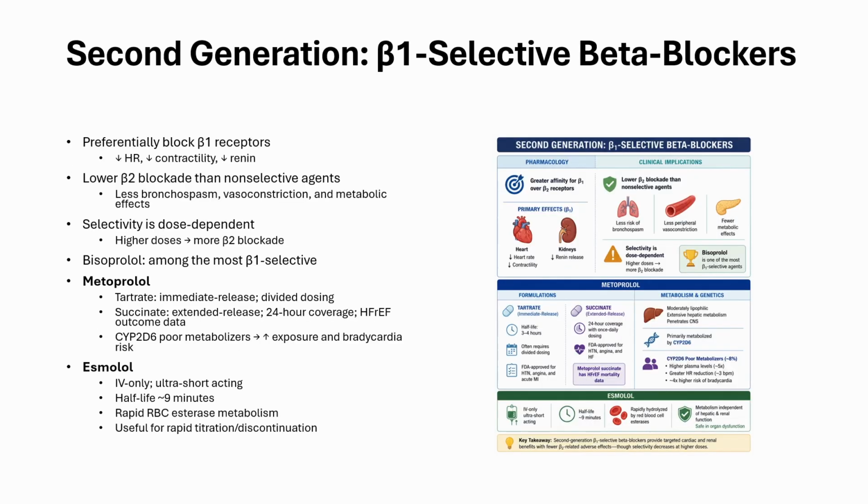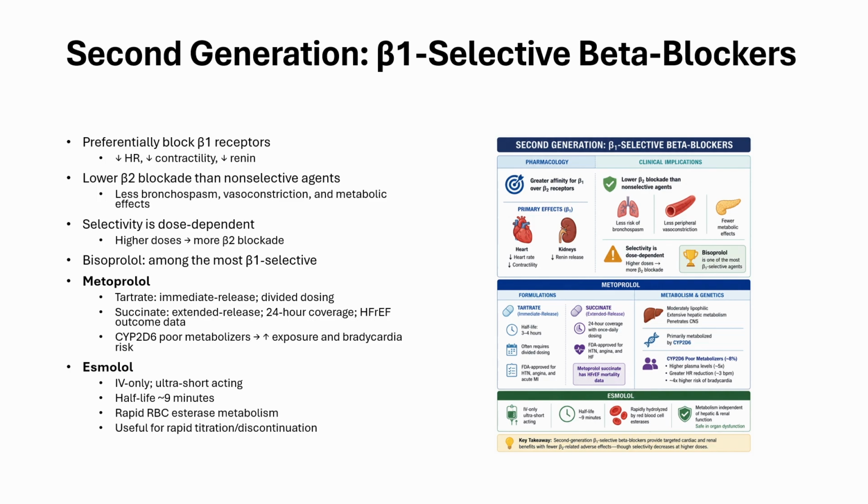Second-generation beta blockers have greater affinity for beta-1 than beta-2 adrenergic receptors, which translates to a more pronounced effect on the heart and kidneys while minimizing beta-2 mediated effects in the bronchioles, peripheral vasculature, and metabolic tissues. It's important for me to emphasize once again that this beta-1 selectivity is dose-dependent and diminishes at higher concentrations. Bisoprolol is considered the most beta-1 selective agent amongst the second-generation beta blockers.